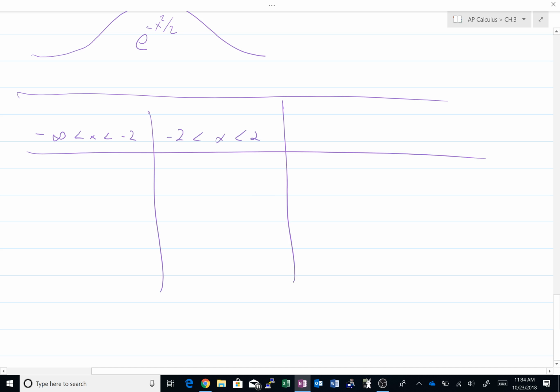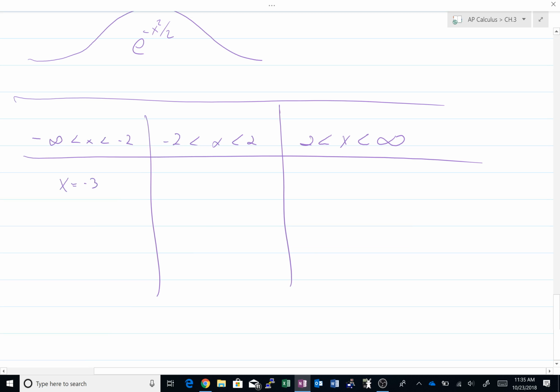I'm going to do a test value. I'm going to pick a value in each range. I'm going to pick -3 here, here I'll do x equals 0, and here I'll do x equals 3. I'm telling you this: f double prime of my first test value is positive, f double prime of 0 is negative, and then f double prime of the last test value is positive.